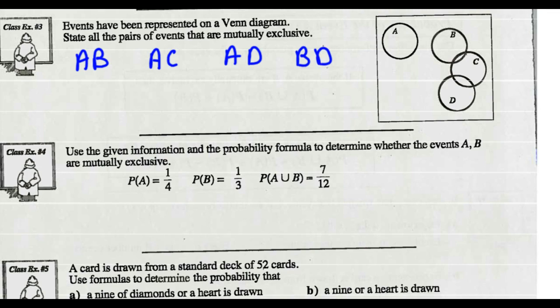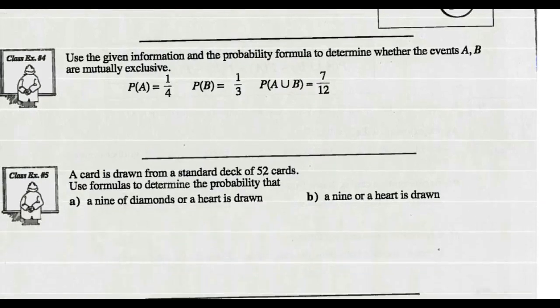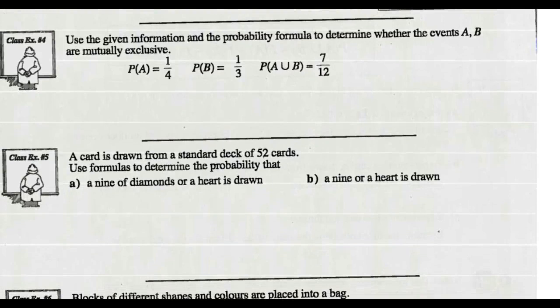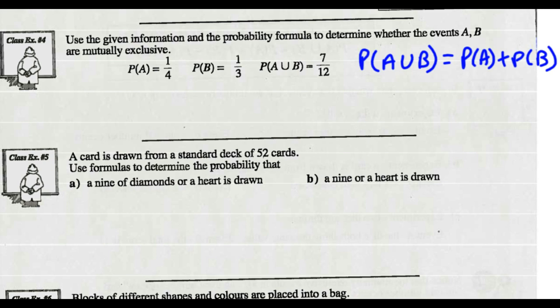All right. Example 4. Use the given information and the probability formula to determine whether the events A and B are mutually exclusive. So if you go look up at the probability formula on the previous page, probability of A union B, if they are mutually exclusive, will be probability of A plus the probability of B. That's the formula for mutually exclusive. That was back on page 139. That's on your formula sheet. Well, let's see if these two events are mutually exclusive.